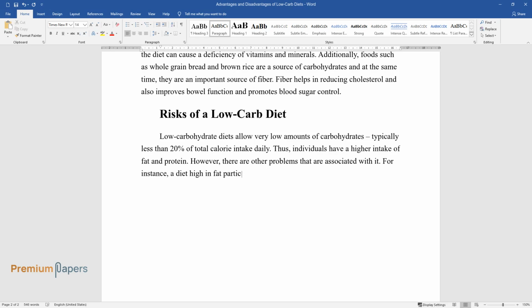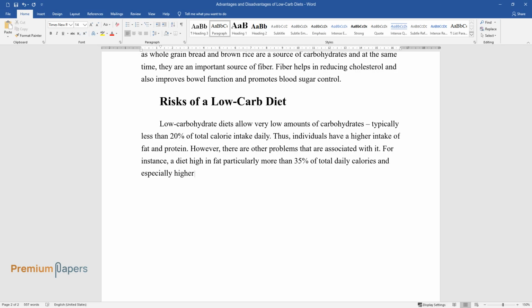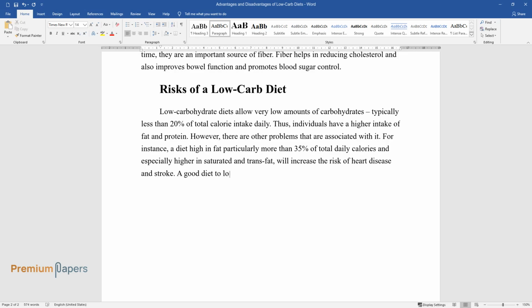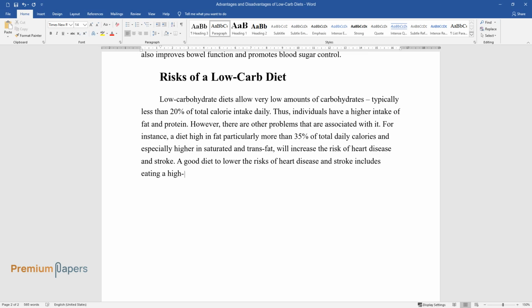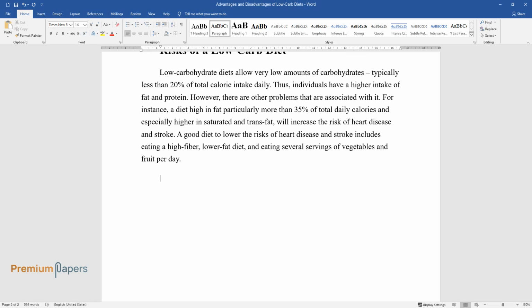For instance, a diet high in fat, particularly more than 35% of total daily calories and especially higher in saturated and trans fat, will increase the risk of heart disease and stroke. A good diet to lower the risks of heart disease and stroke includes eating a high-fiber, lower-fat diet, and eating several servings of vegetables and fruit per day.